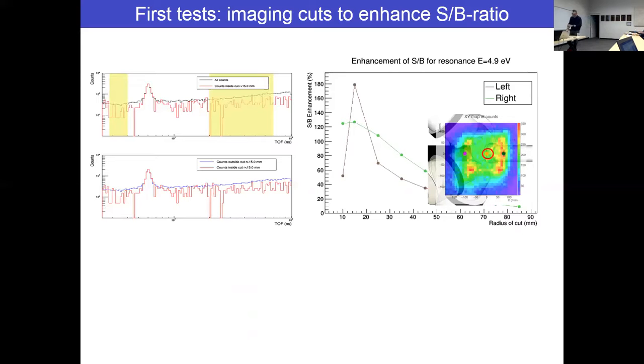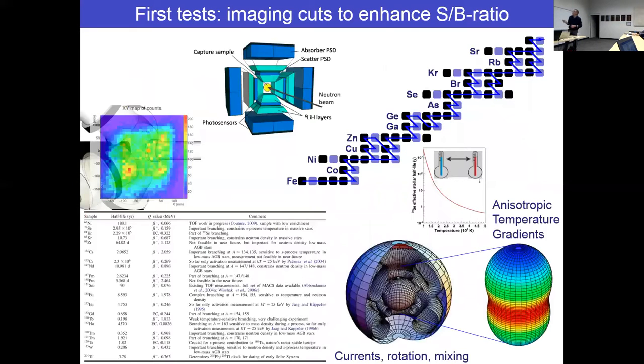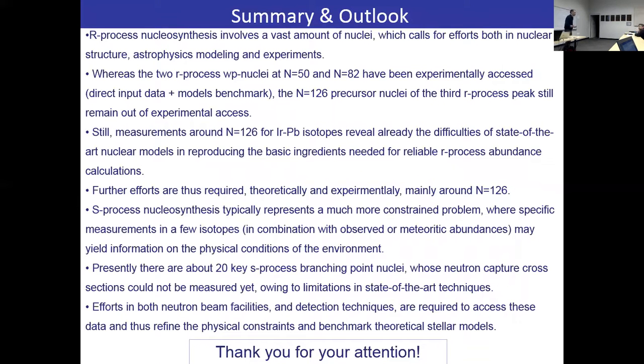So we are quite confident that when we go to this new idea of the Compton modules, we can really enhance our detection efficiency, and we can access for the first time many of these branching nuclei of the s process, which are interesting to learn many astrophysical aspects of the stellar evolution. And I finish here with my summary and the outlook, which I leave here for you to read. Thank you.